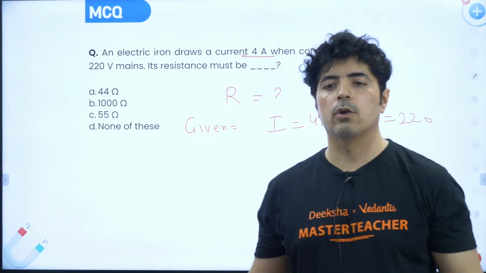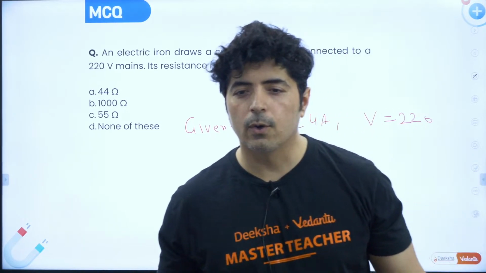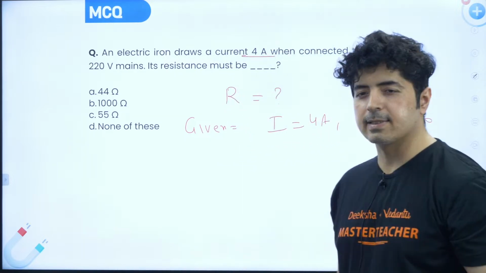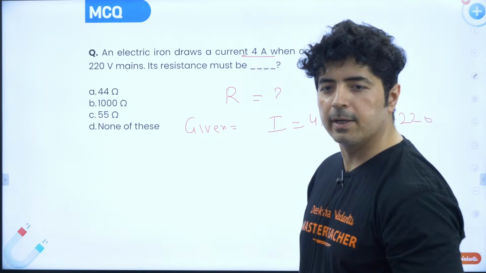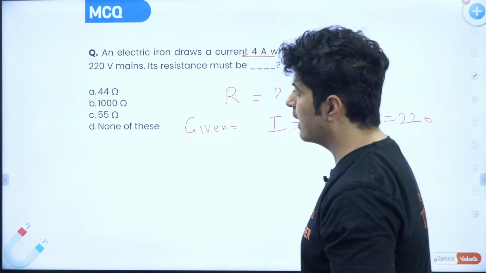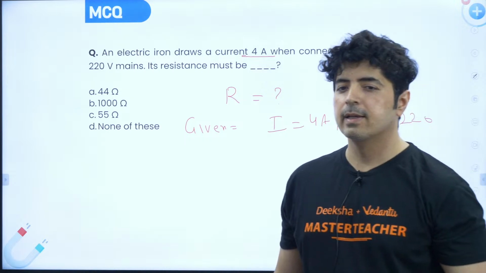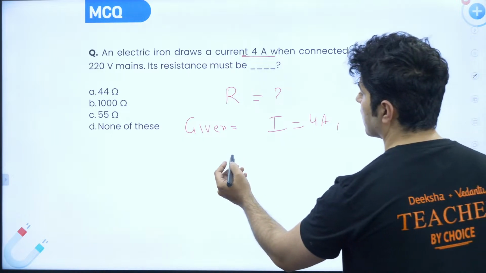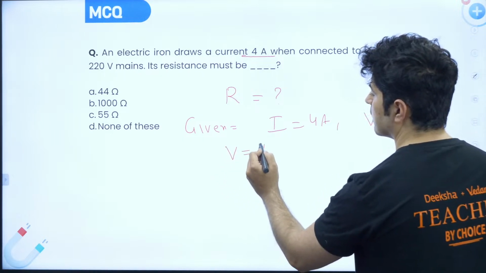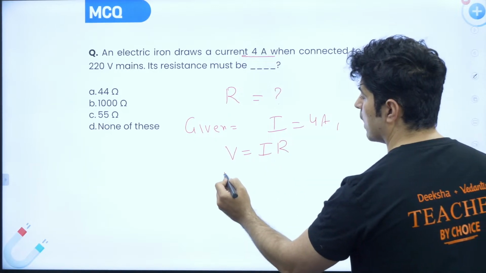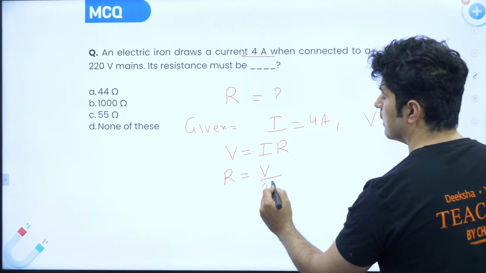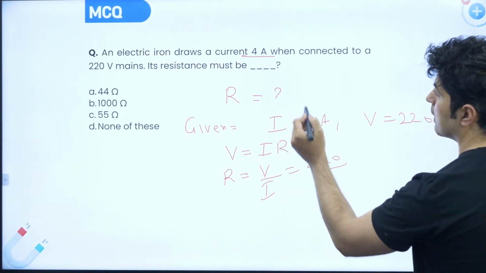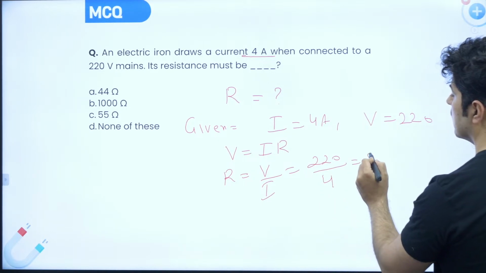We know that there is something called Ohm's law. Okay, so people have started writing answers. Yes, absolutely correct, I can see the comment box, and that answer is absolutely correct. It is 55. How to get it? Simply use Ohm's law. What does Ohm's law say? V is equal to IR. We have to find resistance, so I can write R is equal to V by I. V is 220, I is 4. You divide this, you get 55.